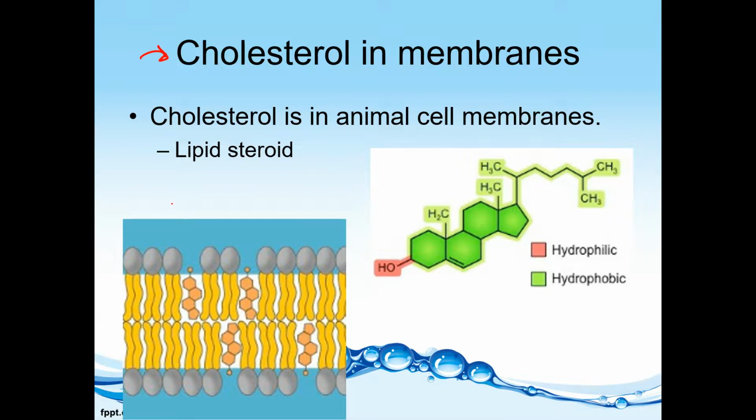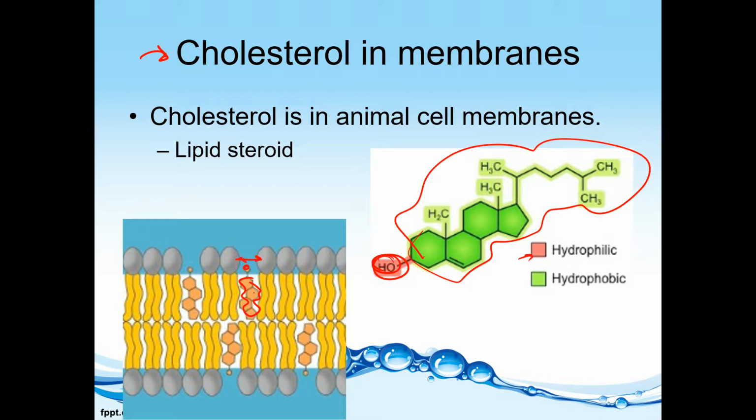It helps us regulate fluidity of the membrane. It's pretty cool. It also is hydrophilic, but just a little bit hydrophilic. Most of it is hydrophobic. All this green part is what's stuck in between the fatty acid tails, the hydrophobic fatty acid tails of the phospholipid bilayer. And that little piece sticks out between the phosphate heads. Cholesterol helps us regulate membrane fluidity.